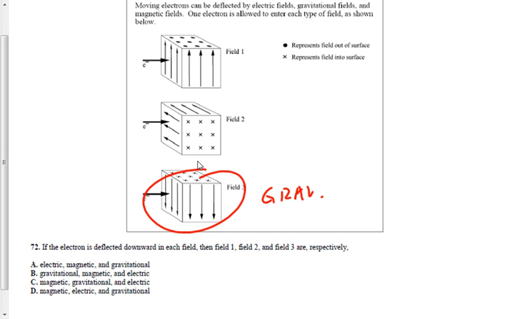The next easiest one is the electric field. If I've got a negative particle and I want that negative particle to be deflected downwards, which way do I need the field to be? We saw a couple of questions on our last unit test that are like this. Negative particle gets deflected downwards, the field has to be upwards, because the particle gets deflected opposite to the direction of the field. So that would mean field 1 is going to be the electric field. An electric field upward would cause a negative particle to be deflected downwards.